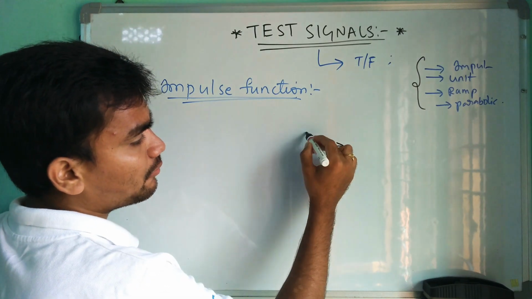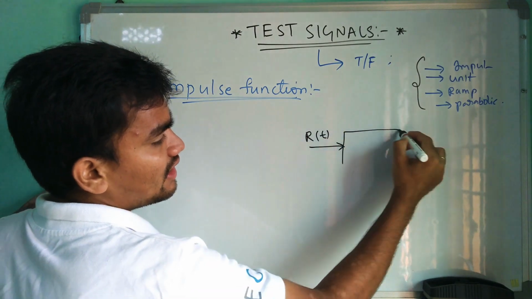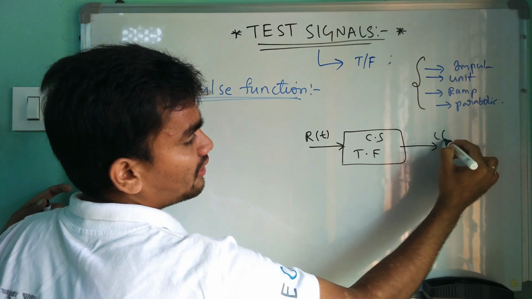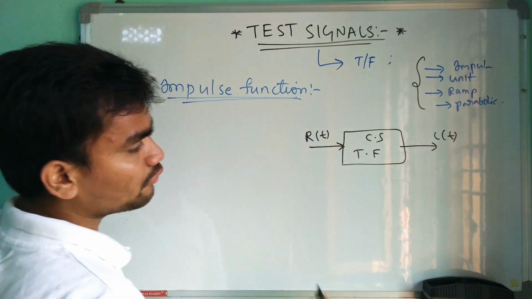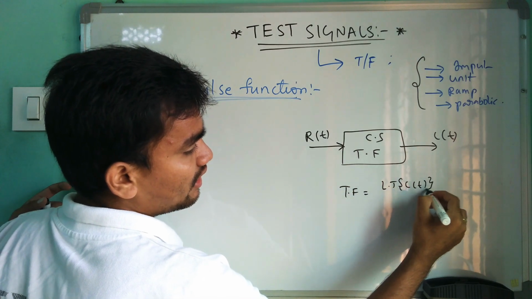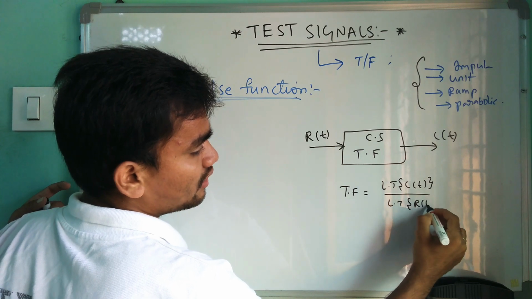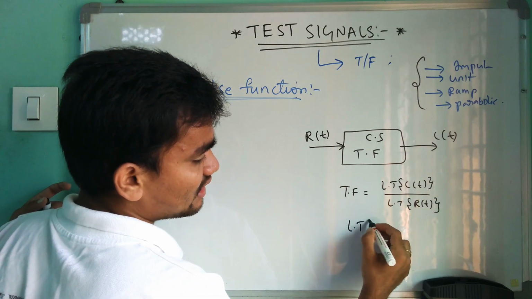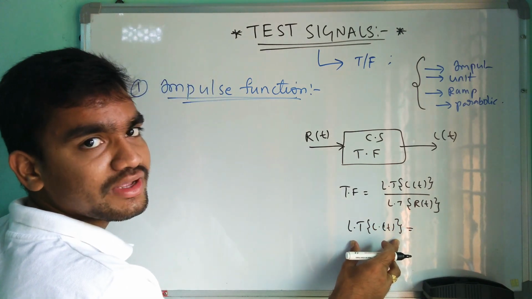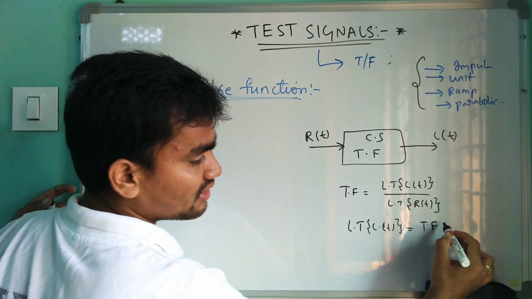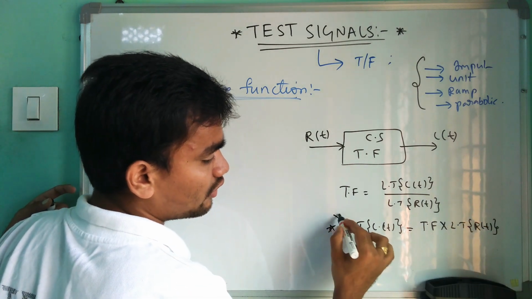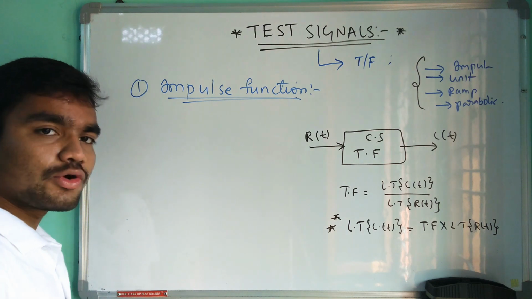We are going to apply the input, let me take it as R of t, to the system. Let the transfer function of the system be TF. Then the output we obtain is C of t. If you take the Laplace transform, you know that the transfer function equals the Laplace transform of the output, C of t, divided by the Laplace transform of the input, R of t. So this can also be written as the Laplace transform of C of t, that is the response obtained due to the input we apply, nothing but the test signal, equals the transfer function times the Laplace transform of R of t. This is the final form that we are going to use for all the different test signals that we study in this video.